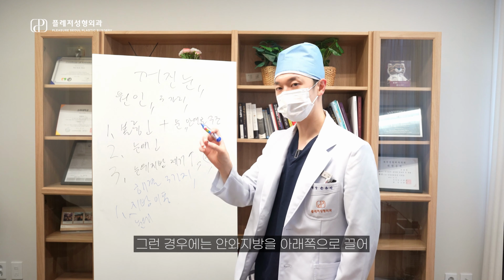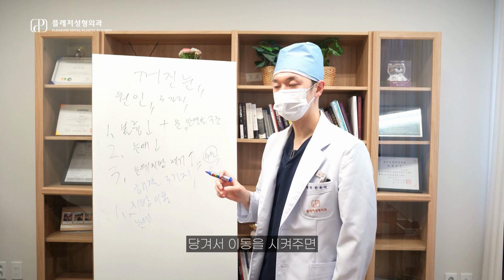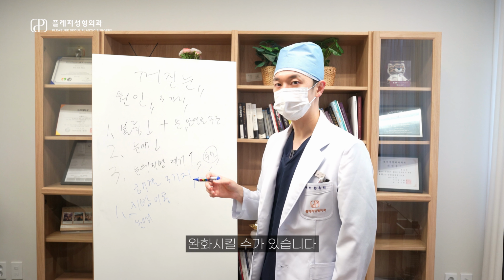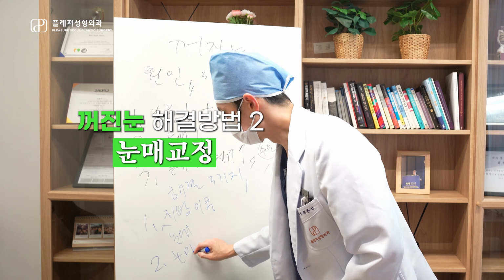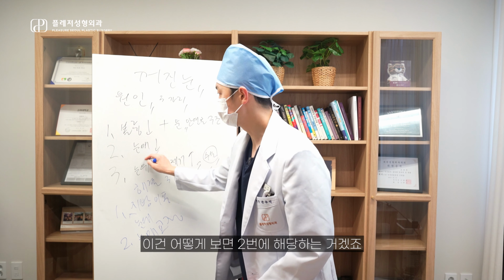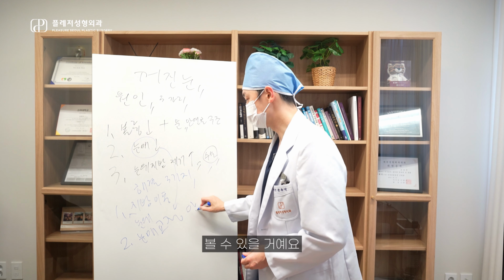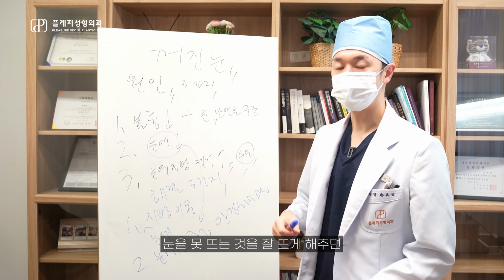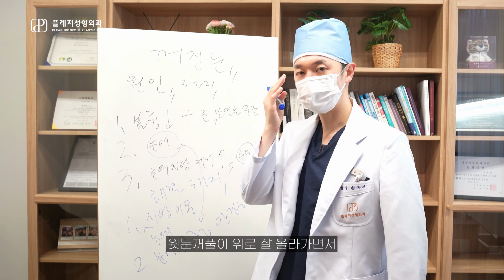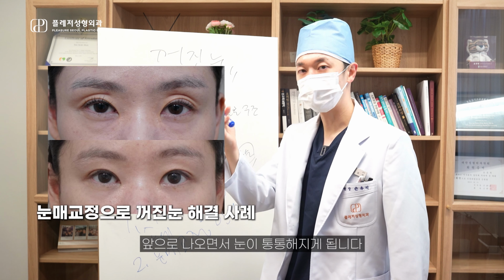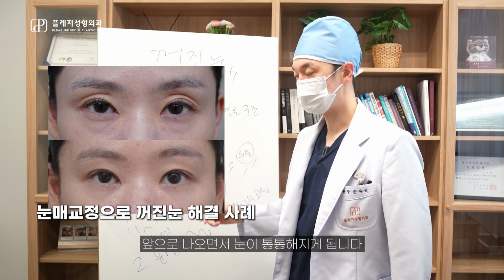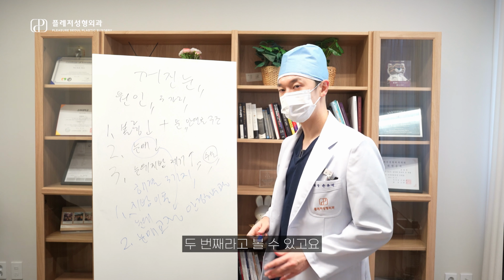In such cases, if you pull the orbital fat downward and reposition it, you can significantly improve the appearance of hollow eyes. Next, the second method is eyelid correction. In a way, this would apply to this case, right? Eyelid correction, which can also be referred to as ptosis correction. If you improve the ability to open the eyes, the upper eyelid lifts up properly, bringing forward the volume in the sunken area and making the eyes look fuller.